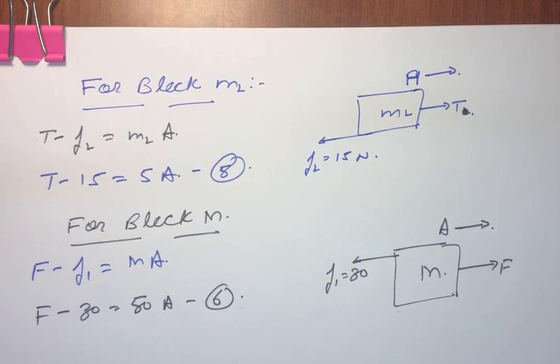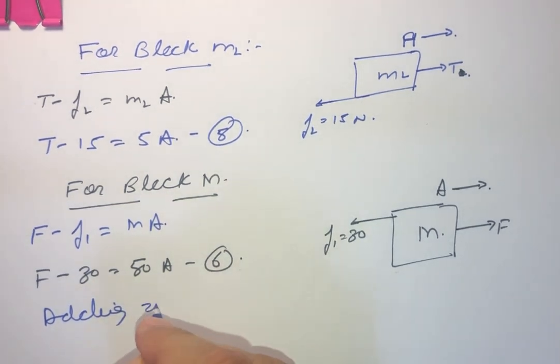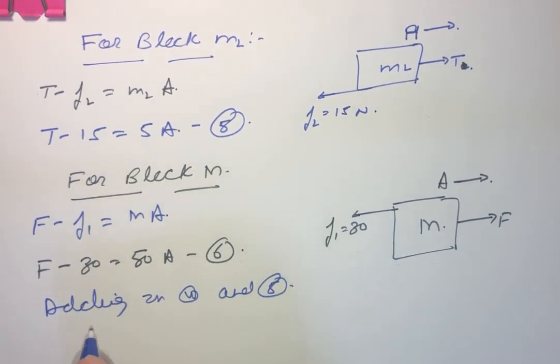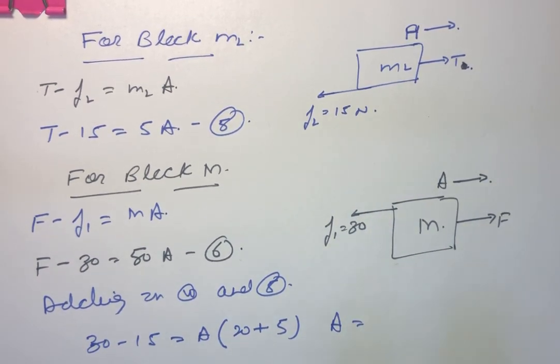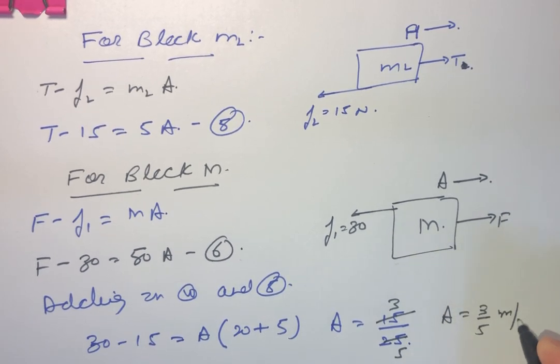So if we add equation 4 and 5, T cancels out, so we get 30 minus 15 equals, taking A as common, 20 plus 5 times A. From here we can find out our A. A will be coming as 15 upon 25, or you can say this is 3 and this is 5, so we get acceleration as 3 upon 5 meter per second square.